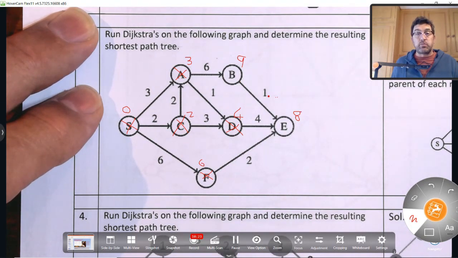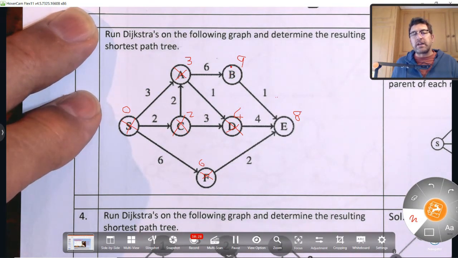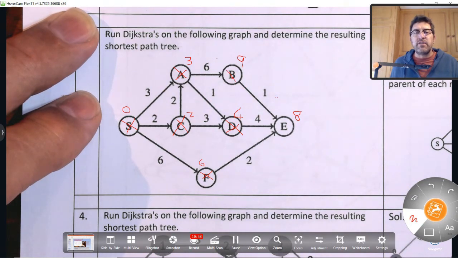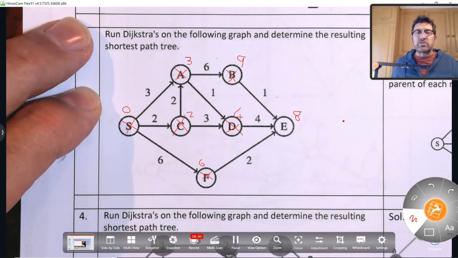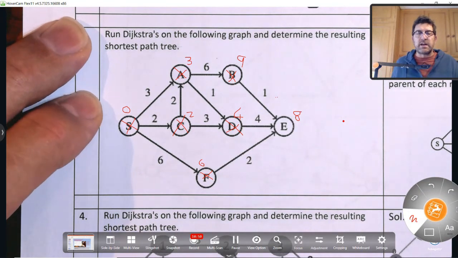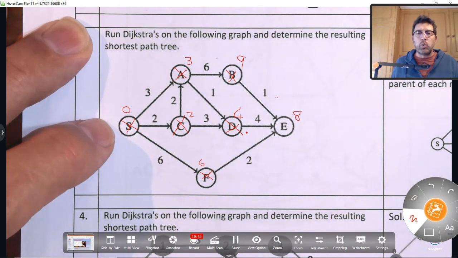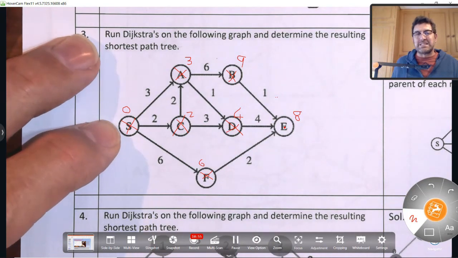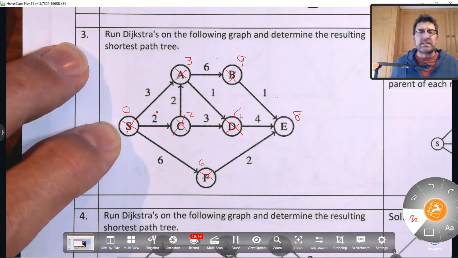9 plus 1 is 10. That's the only vertex. Oh no, sorry, I can only go to 9 because I'm only allowed to move here. So if I add 1 to 9, I get 10, which is not what I want. I'm going to leave it an 8. That is visited, and there is my algorithm of Dijkstra applied to find the shortest path tree in this diagram. So if I want to move from S to E, the minimum distance is indeed 8. Let's see how I move.